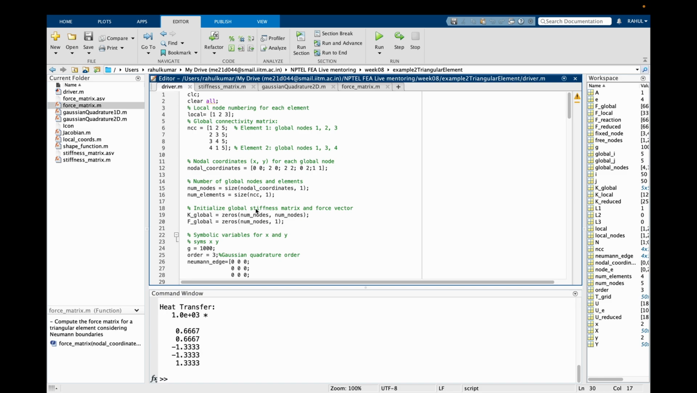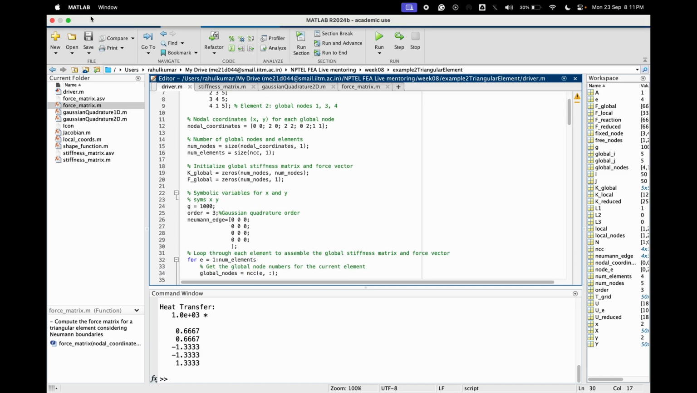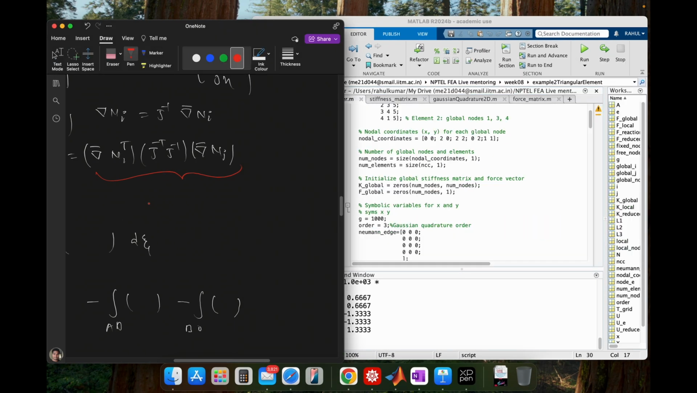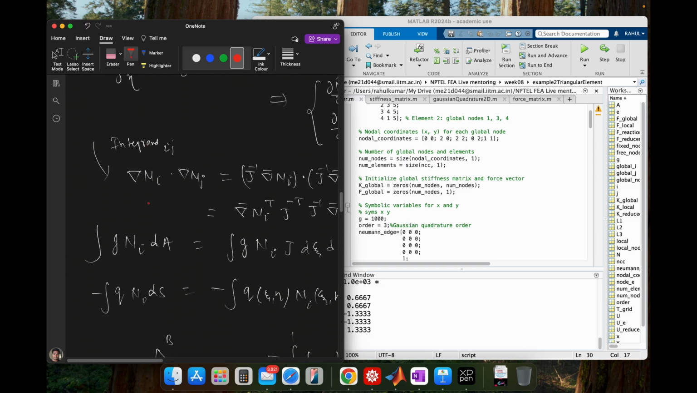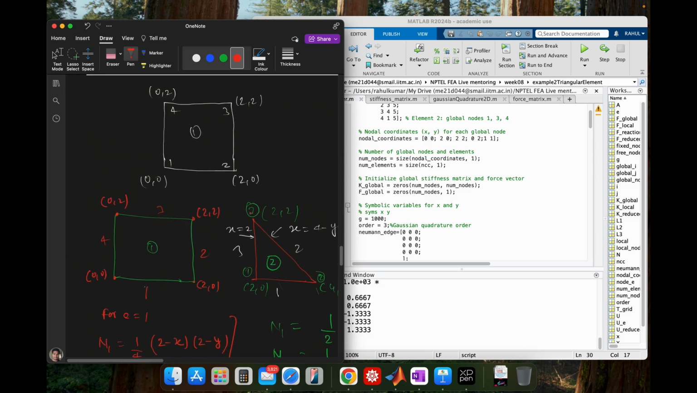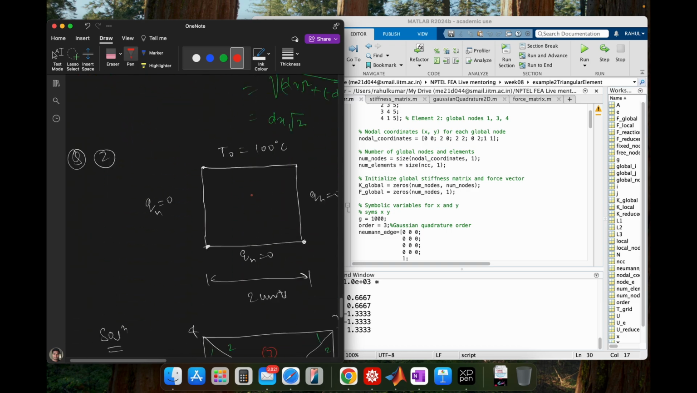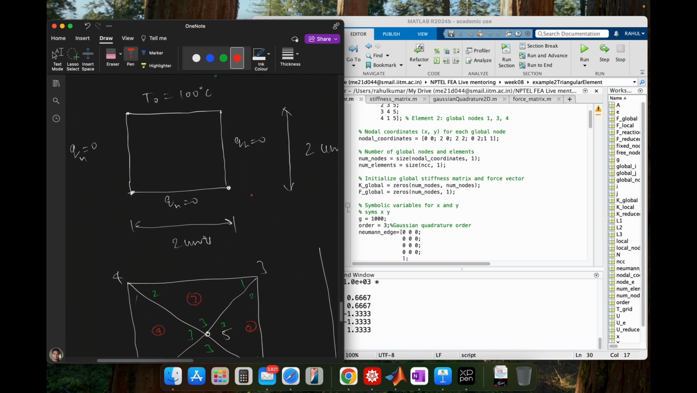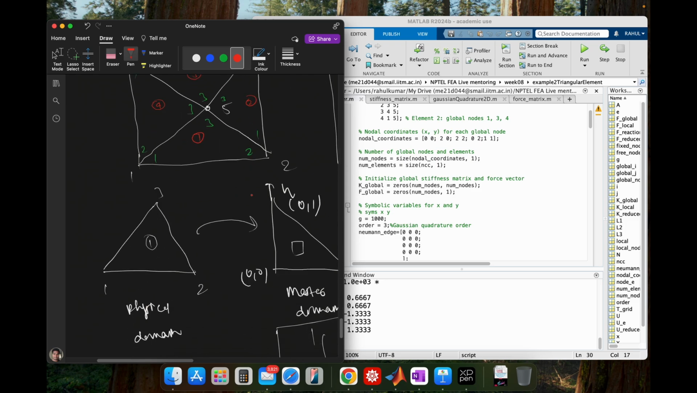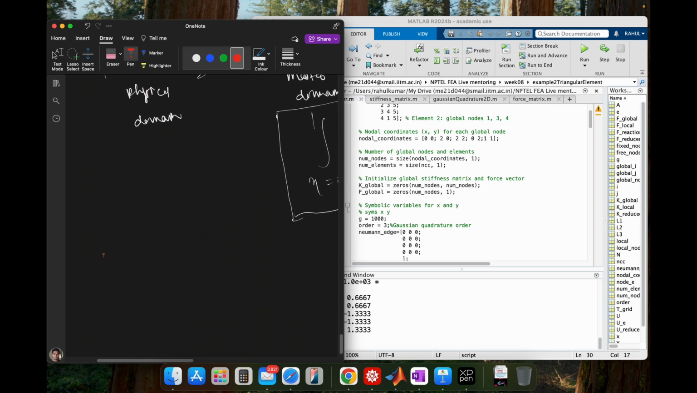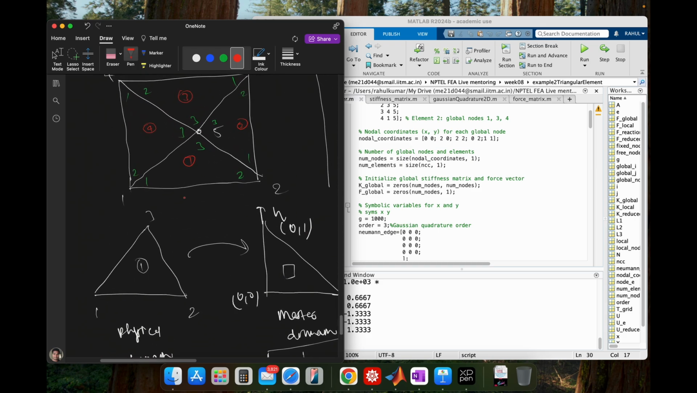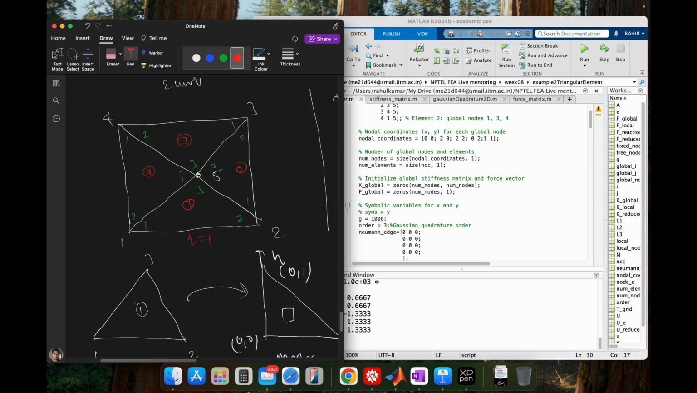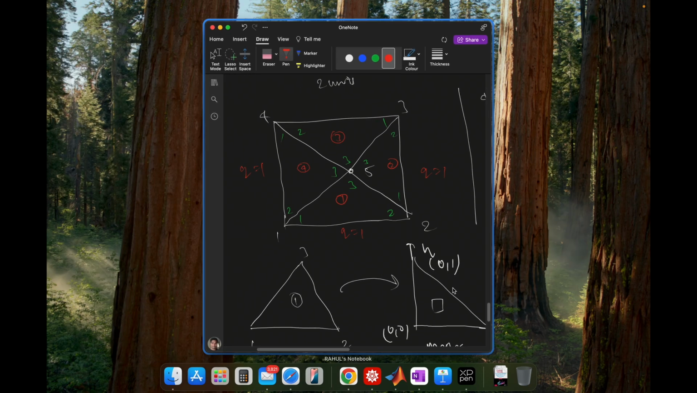Let's change the heat flux. So instead of 0 heat generation, let's make it 1. What if q equal to 1 on each edge? Suppose q equal to 1 here, q equal to 1 here, q equal to 1 here, then what will happen?